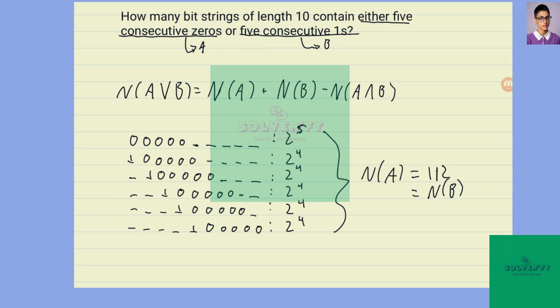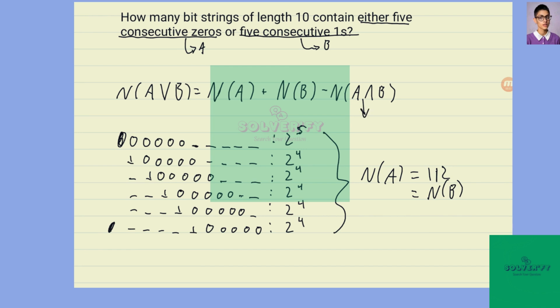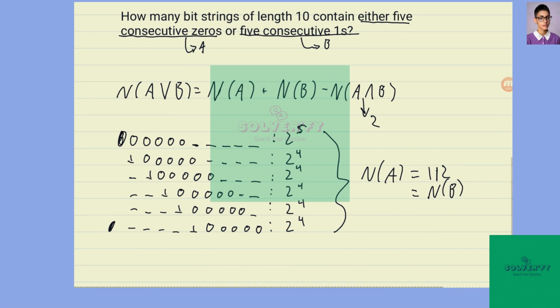And then we need to think about how many different ways it is possible to have A and B. If we look, we need to have 5 consecutive zeros and also space for 5 consecutive ones, which means that only this situation gives that possibility. In all the other cases, there isn't enough room to have the 5 consecutive ones and the 5 consecutive zeros. So the number of possible ways to have A and B is 2.